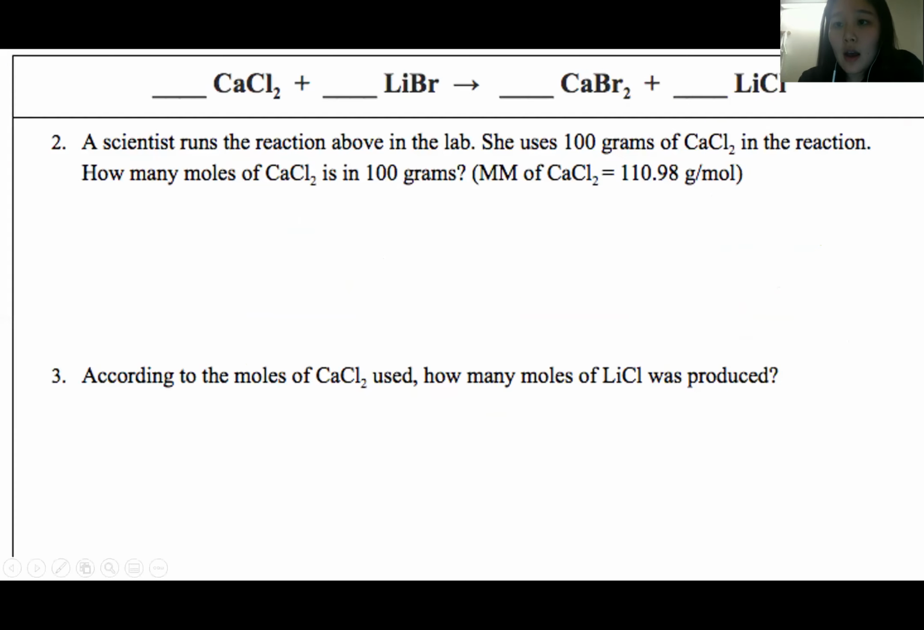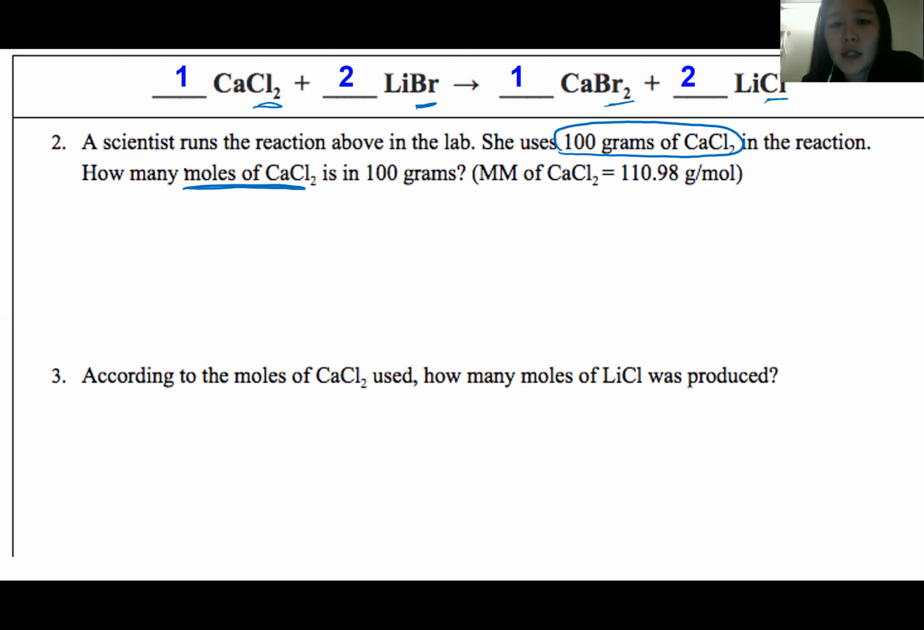Here, I gave you an equation, but it's not balanced, so you have to balance it yourself. It looks like chlorine and the bromines are not balanced, so it's going to be 1, 2, 1, 2. All right, number 2 says, a scientist runs the reaction above in the lab, and she uses 100 grams of calcium chloride in the reaction. How many moles of calcium chloride is in 100 grams?